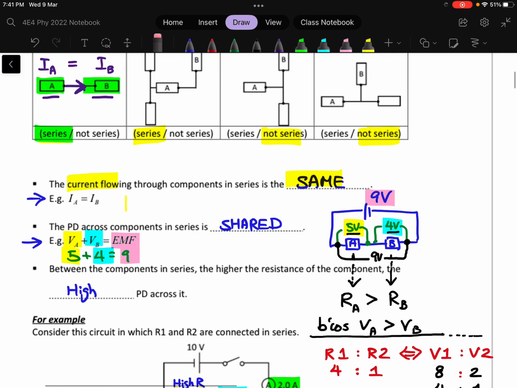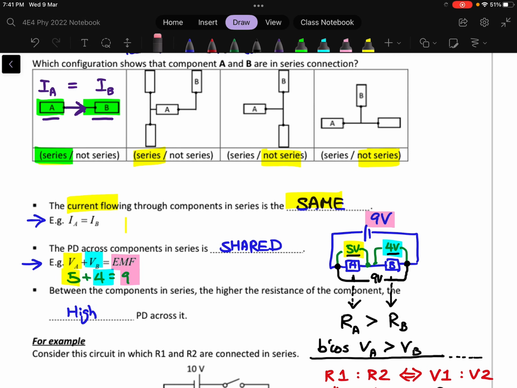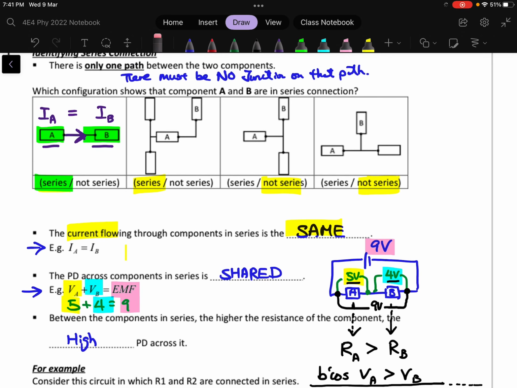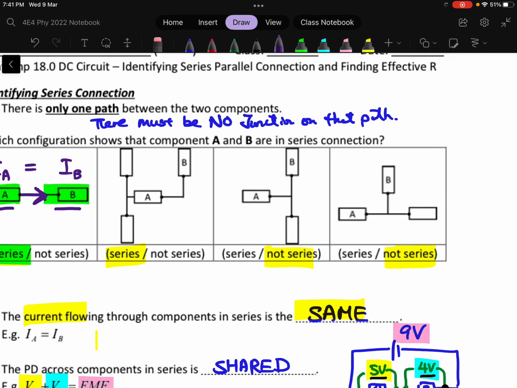Okay, so this will be a very useful characteristic when you need to calculate current, voltage, or even find out whether the light bulb will light up brighter, or will it be dimmer when something in the circuit has changed. So to identify series connection, very straightforward, as long as there is a singular path and there is no junction on the path. So for example, here you can see that AB is in series.